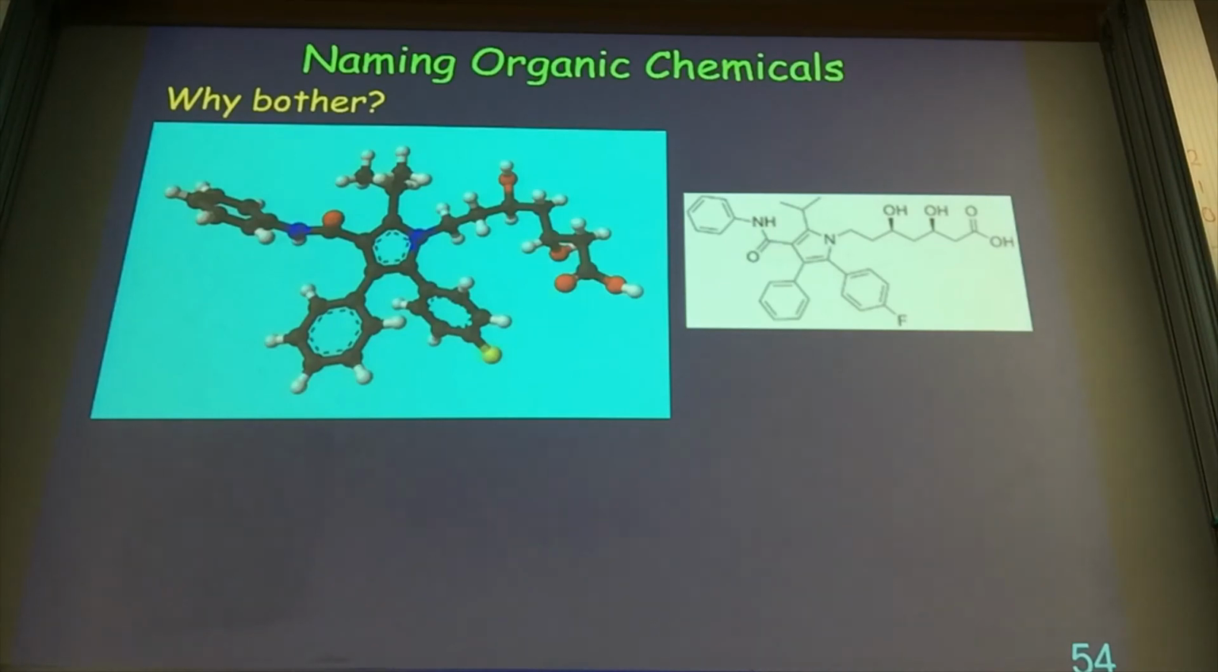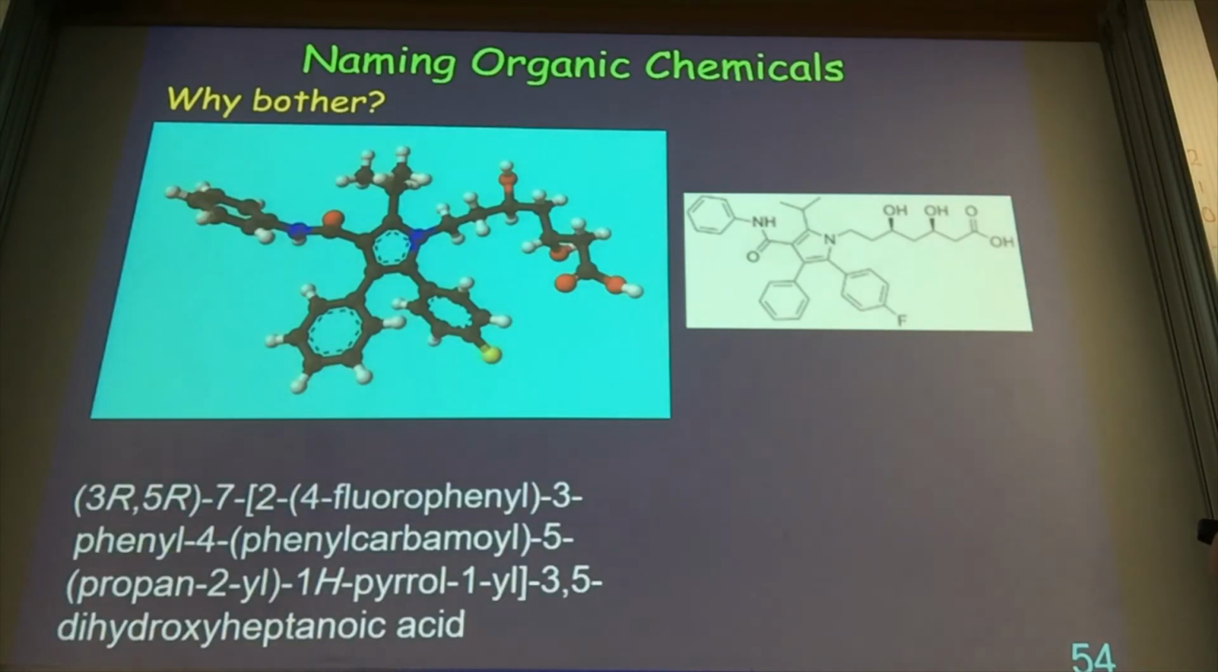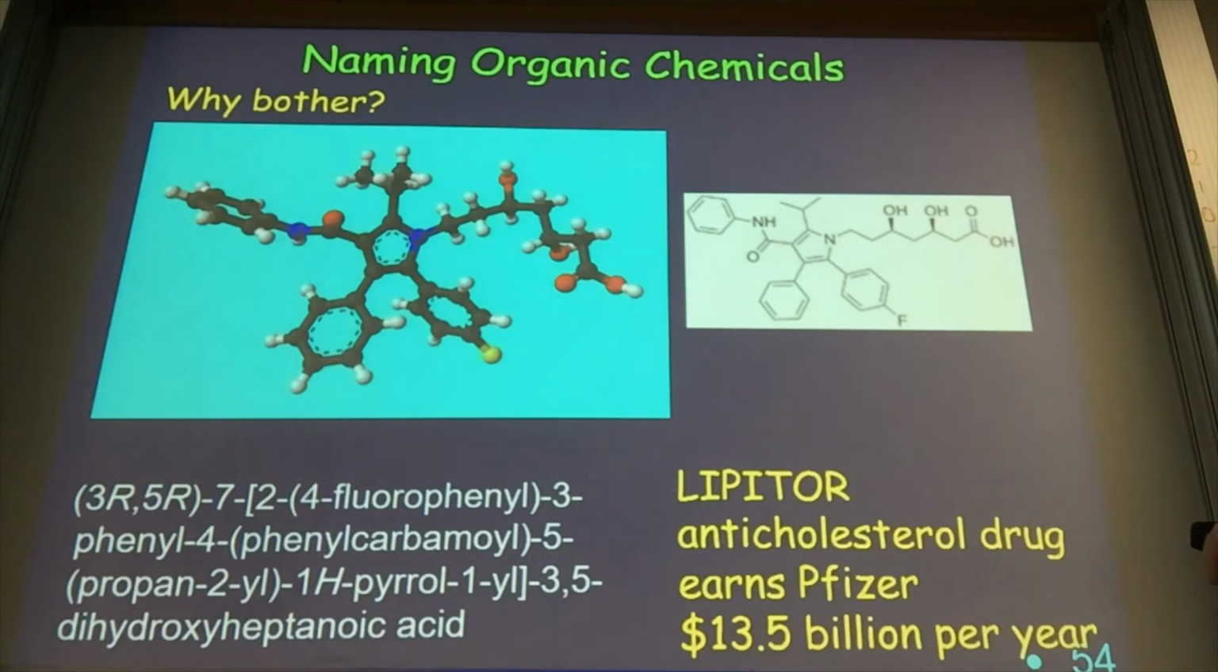Okay, let's do naming. Why do we bother? Because getting exact molecular structures correct is worth a lot of money to drug companies. One reason: if you need to be able to describe what you're doing, you need to be able to name your compounds. So that particular lovely thing is Lipitor, and it's an extremely profitable molecule.